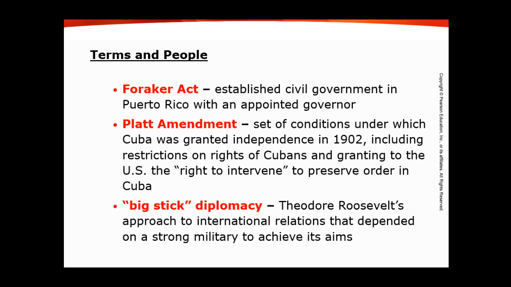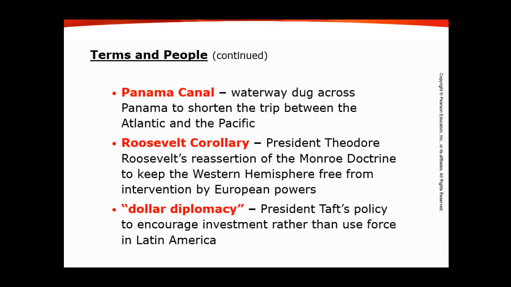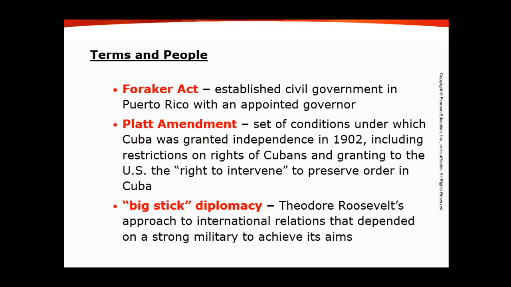We should have talked about the Platt Amendment, Big Stick Diplomacy, Panama Canal, Roosevelt Corollary, Dollar Diplomacy. We're going to see all those in action. The Platt Amendment, I know we've talked about when we talked about Cuba. Really, really important. Not just because I'm Cuban, but because it's going to change the way that we interact with that country. And then when we get to the Cuban Missile Crisis in the third quarter, you're going to see that the Platt Amendment plays a huge, huge role.